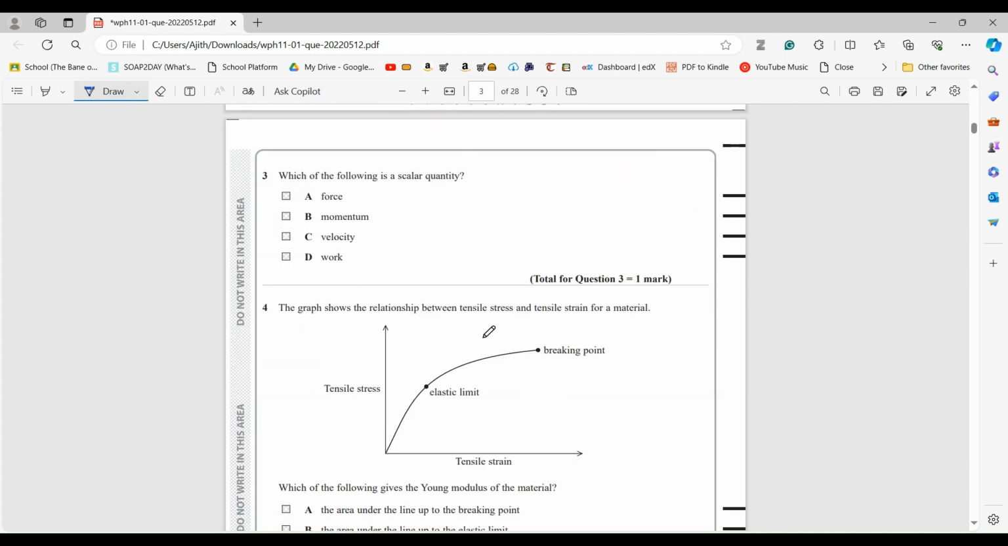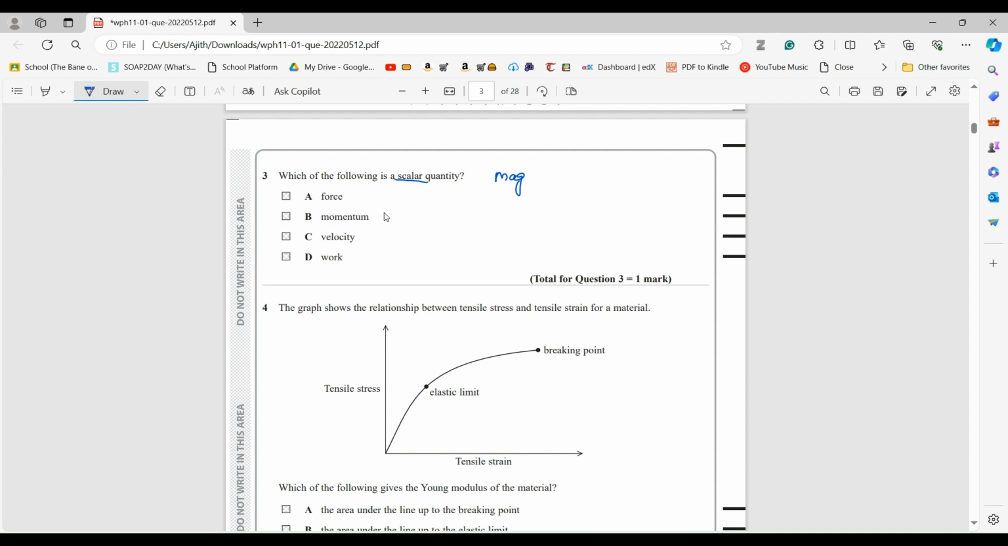Coming to the third question, which of the following is a scalar quantity? Now, a scalar quantity is a quantity which has only magnitude. Here, force is a quantity which has both magnitude and direction. An example of force will be weight. Any object on earth, the weight of the object will always act downwards. If we talk about an object falling through the air, the object will have two forces acting on it. One is the weight of the object acting downwards, and air resistance acting upwards. When we discuss forces, force always has a direction. So this is not the correct answer.